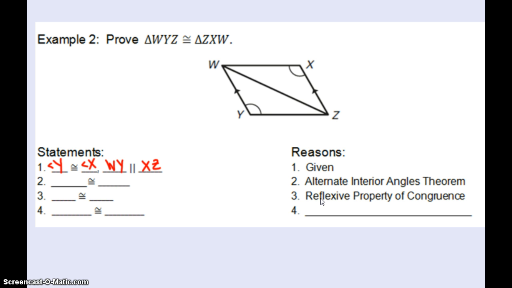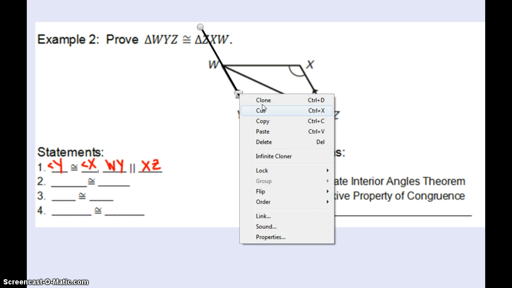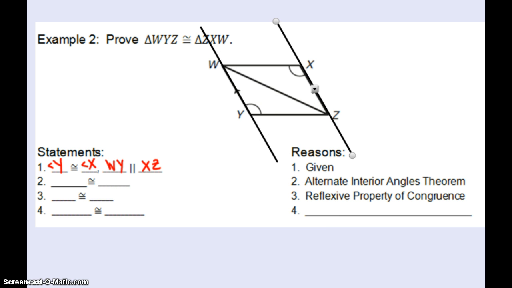Alright, now it says by the alternate interior angle theorem, I know that two different angles must be congruent. Well, which angles are they? Let's see. I want to extend these lines, that way it looks more like parallel lines, and then copy that to there. So these are my parallel lines, and that means that WZ is my transversal.